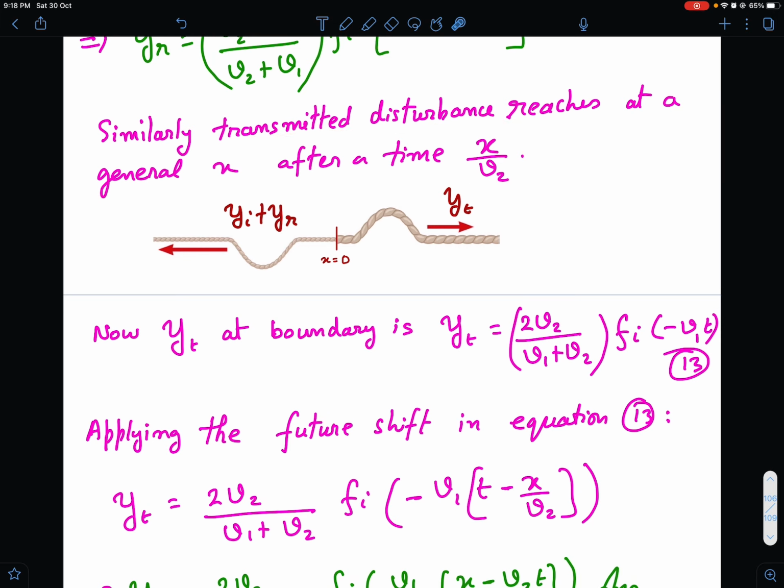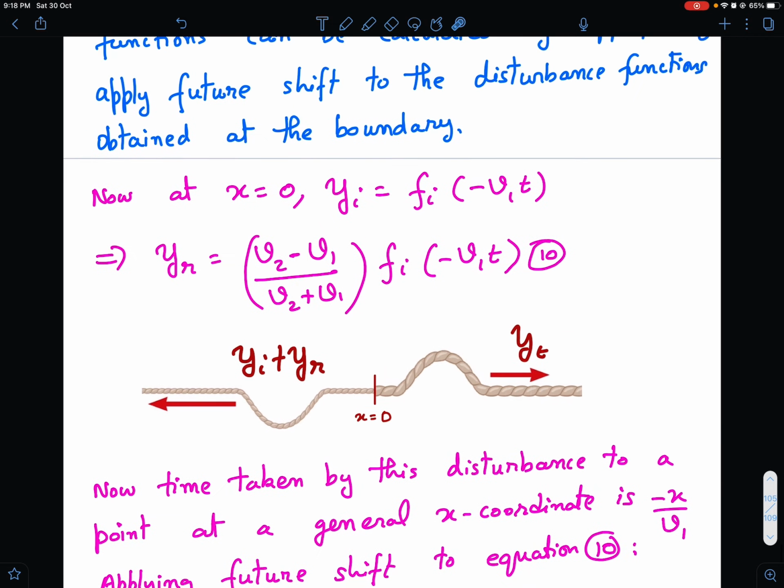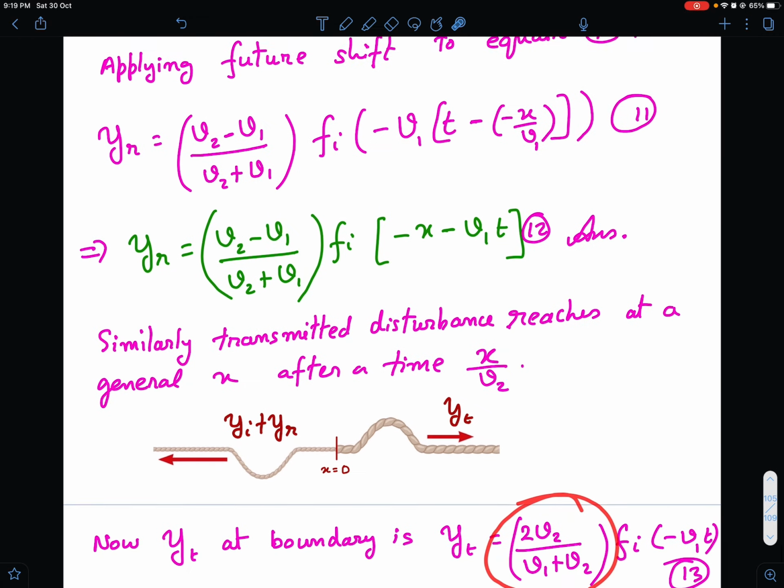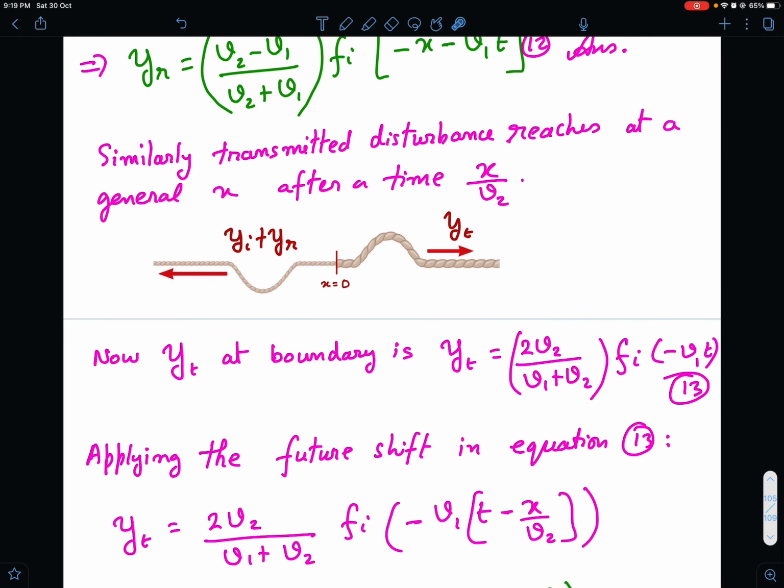So that's what I've written. Similarly, transmitted disturbance reaches a general x after a time x by v2. So y transmitted at the boundary is given by what? Y transmitted was 2v2 upon (v1 plus v2) times f incident of minus v1t. Again, x equal to 0 we have put in the incident wave, and this formula we have straight away copied from here. This is the formula that I derived here. F transmitted is 2v2 upon (v1 plus v2) times f incident, and f incident is the incident disturbance, right? So this is f incident of minus v1t.